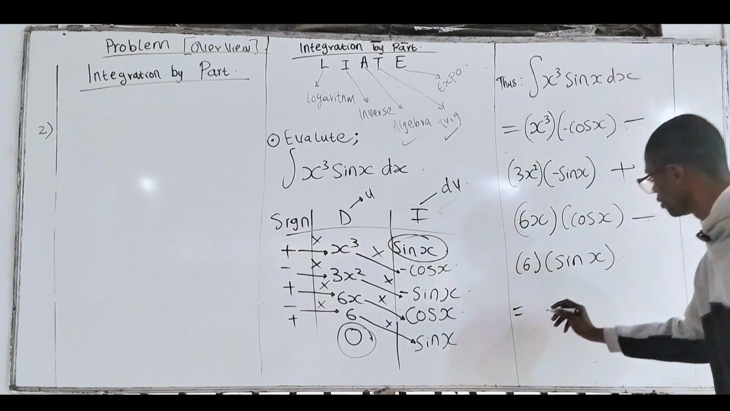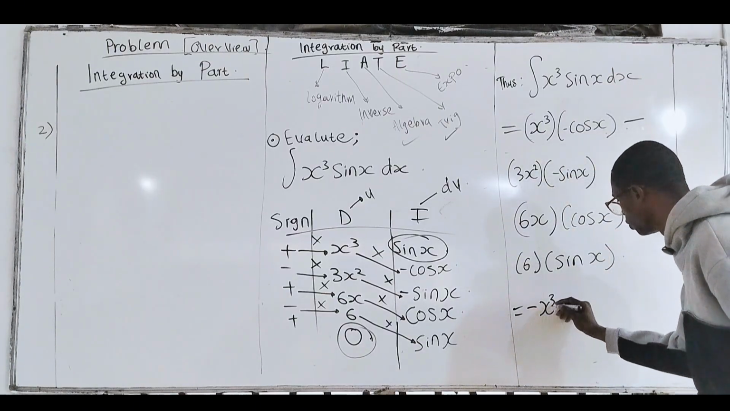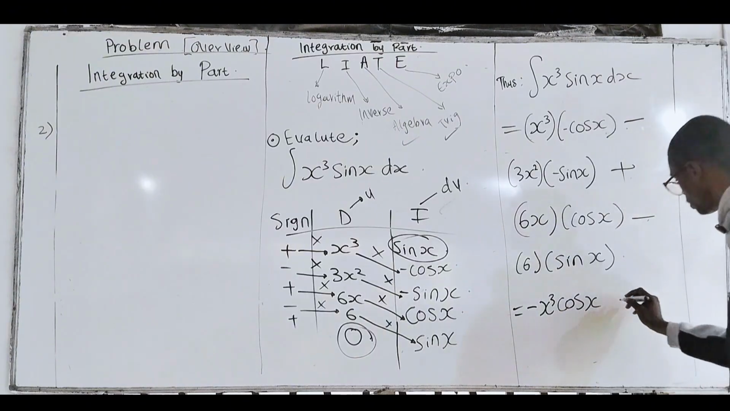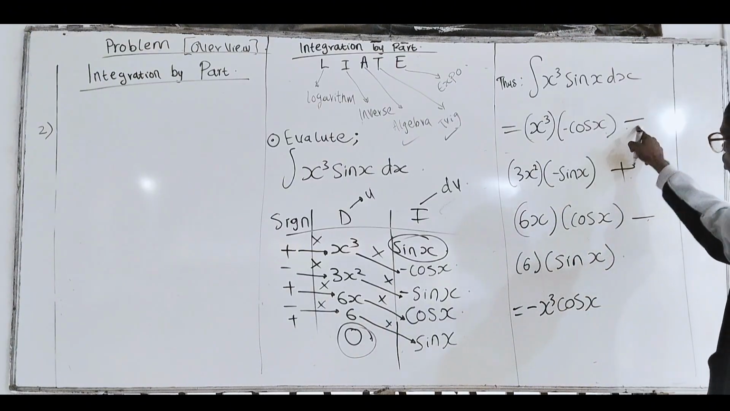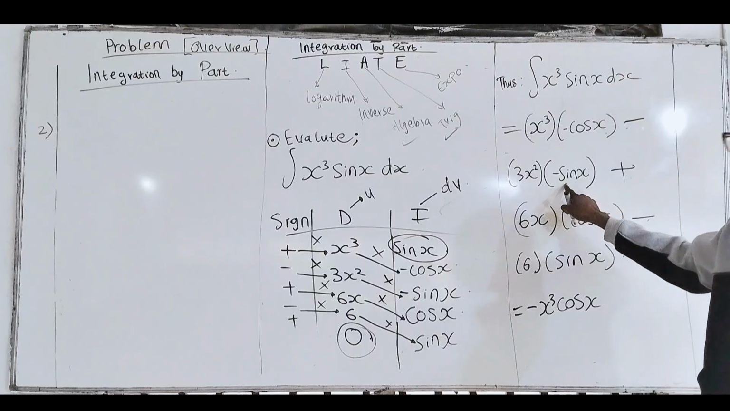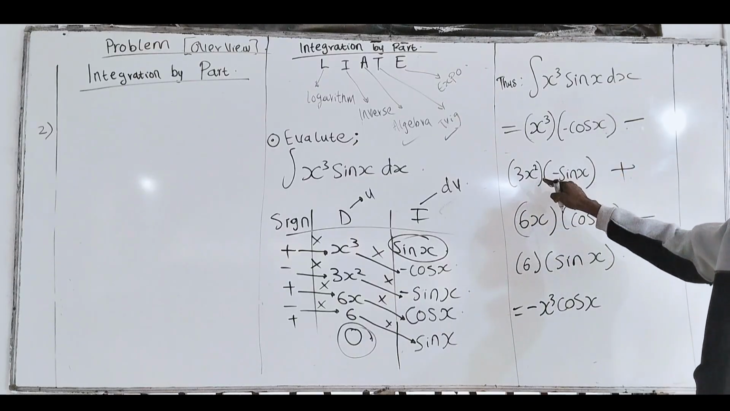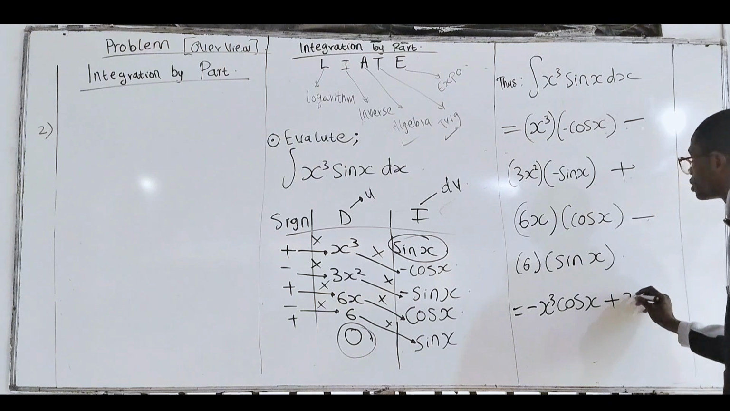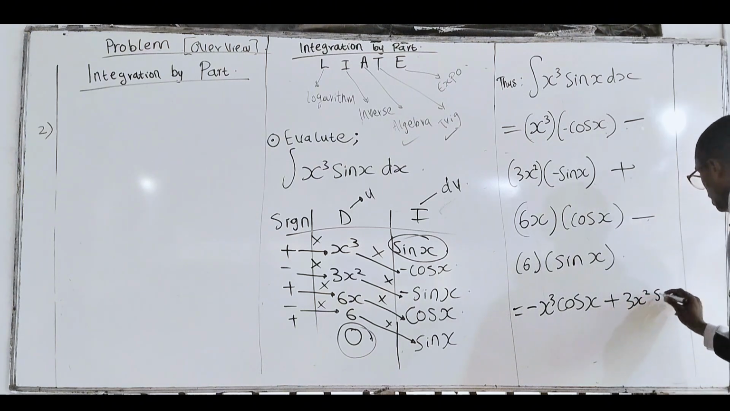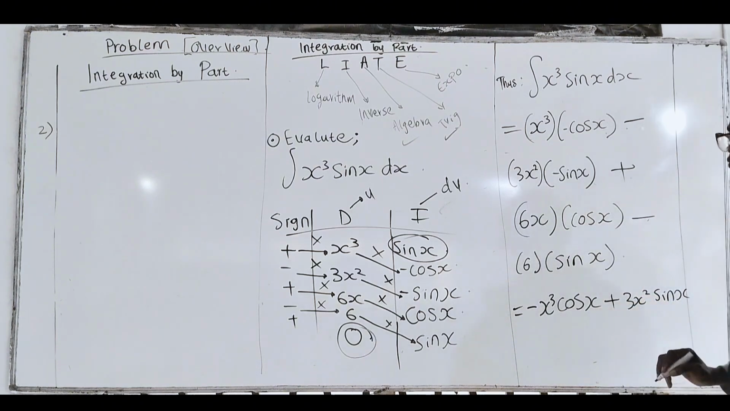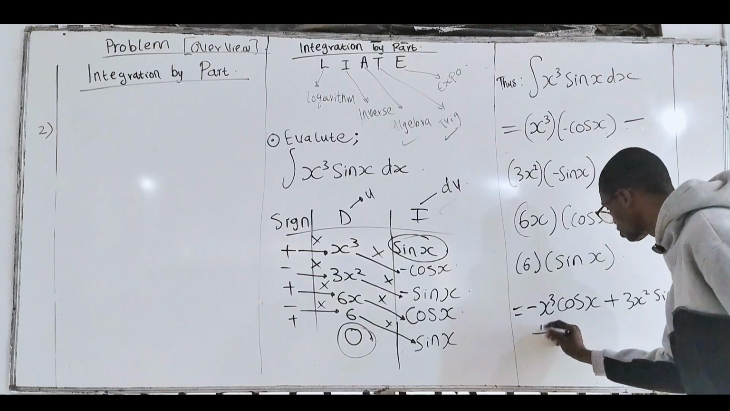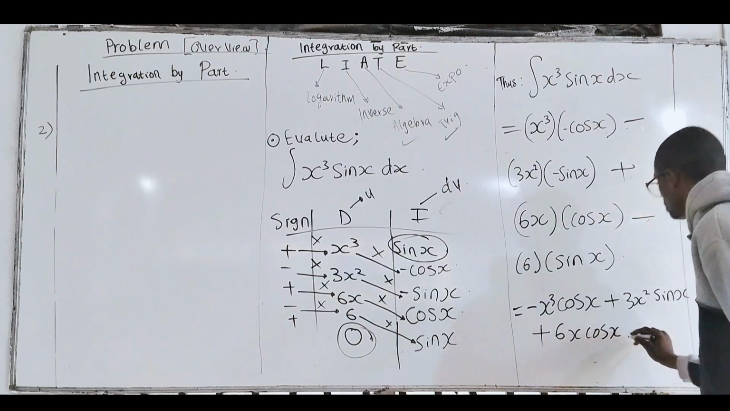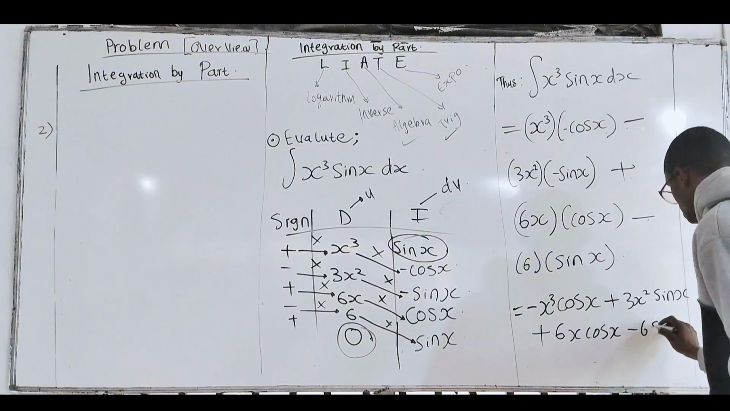So here we have minus x cubed cos x, right? Then this minus multiplying this. This is like saying minus 3x squared multiplied by minus sine. It will give you plus 3x squared sine x. Then plus 6x cos x. Then minus 6 sine x.